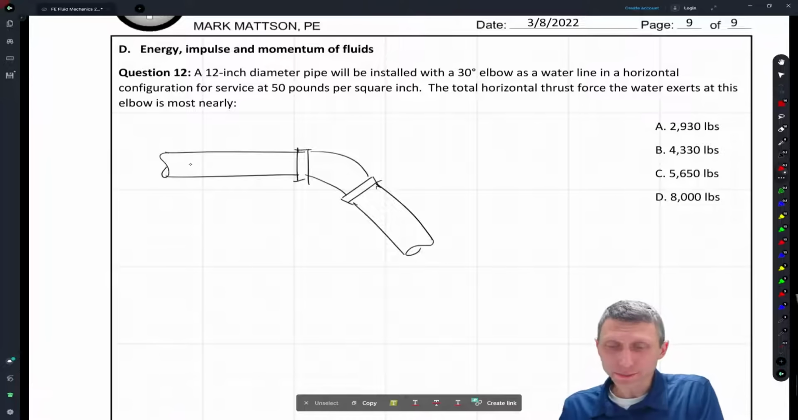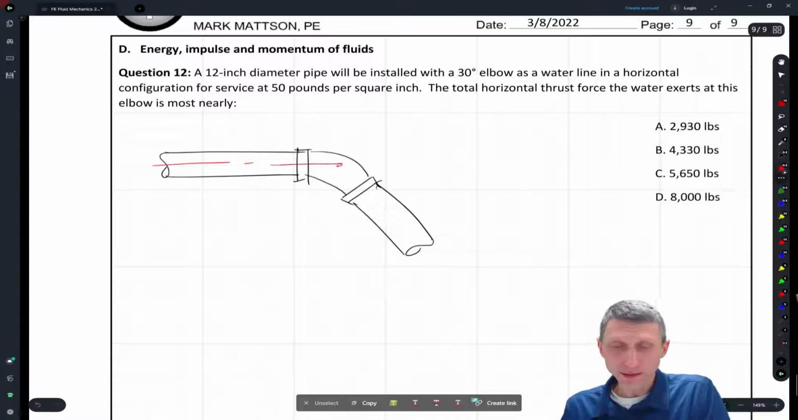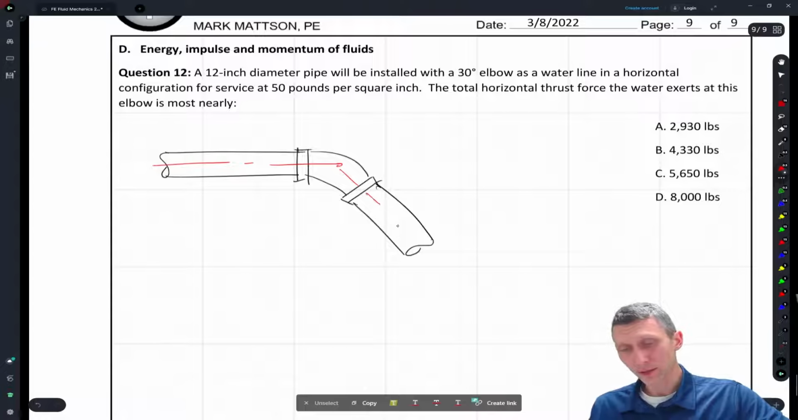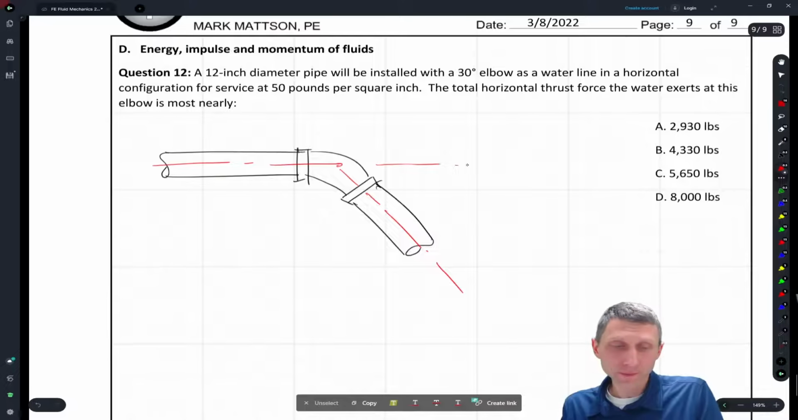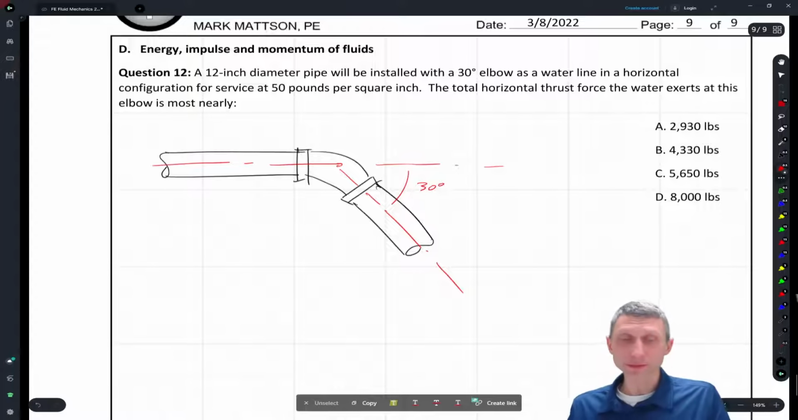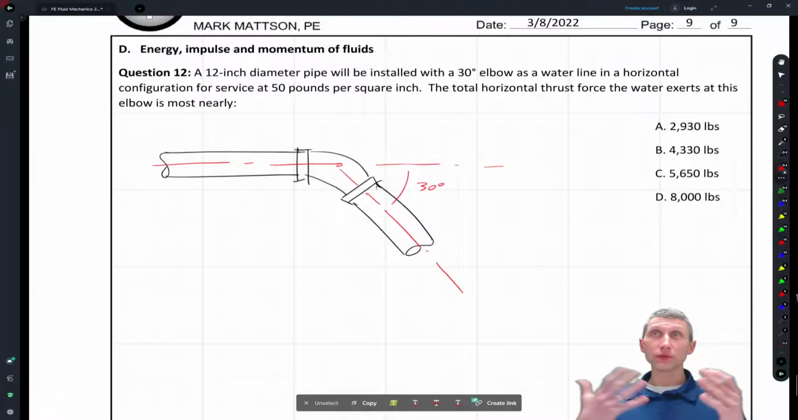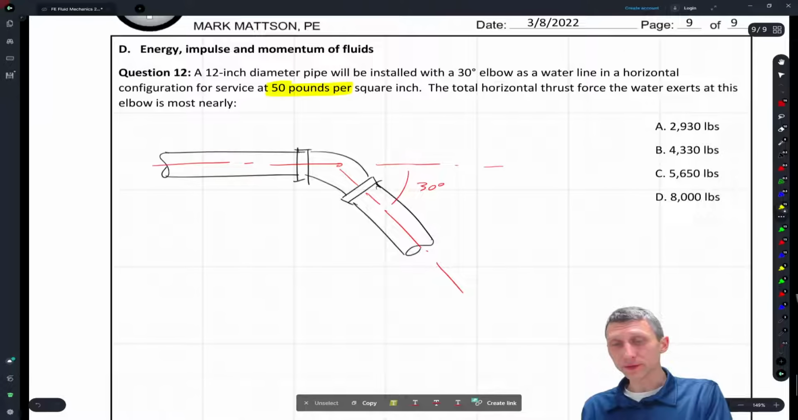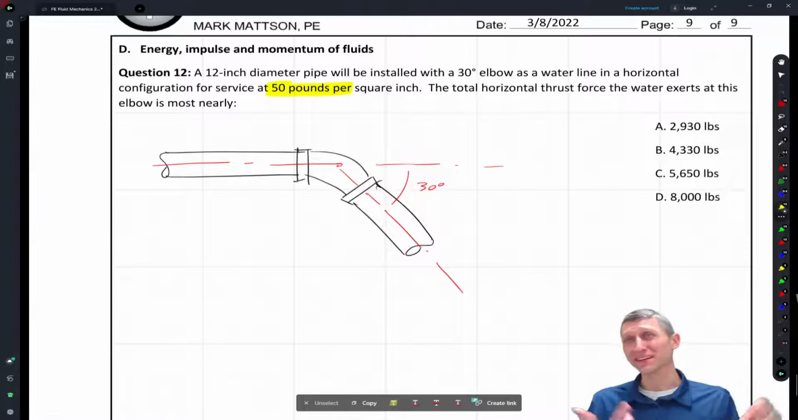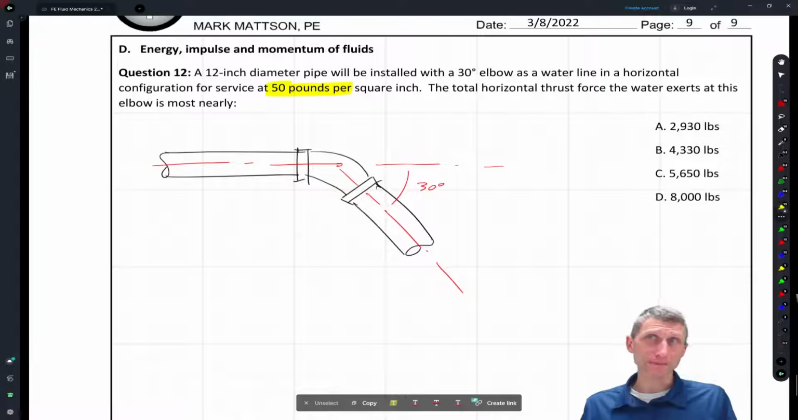So if we're looking at this pipe, and I'm just looking at the pipe centers here. So this is the pipe center. What we have here is an angle of 30 degrees. And this is looking down in plan. So this is a pipe that has pressure in it. And the pressure that we're told is 50 pounds per square inch. So that's a typical residential pressure. A 12-inch pipe probably wouldn't be residential, but we have 50 psi. And what's the horizontal thrust on this pipe?